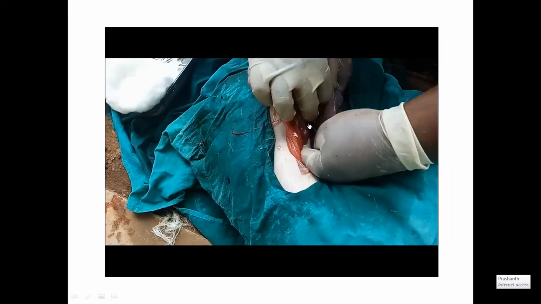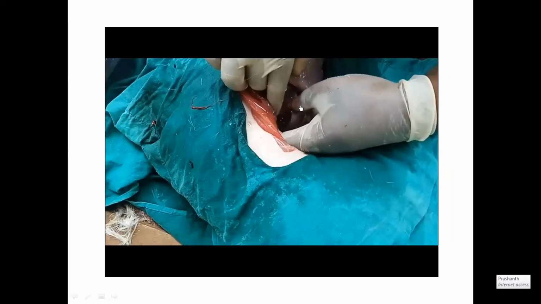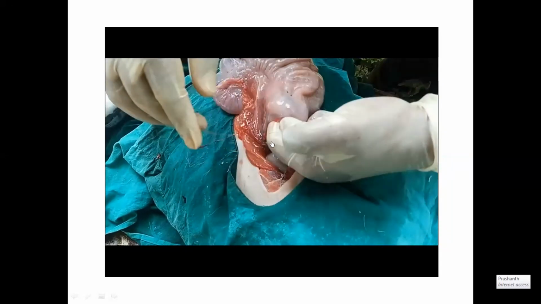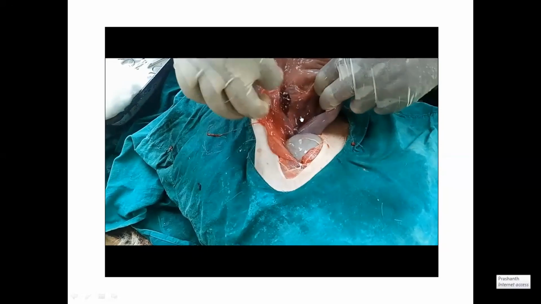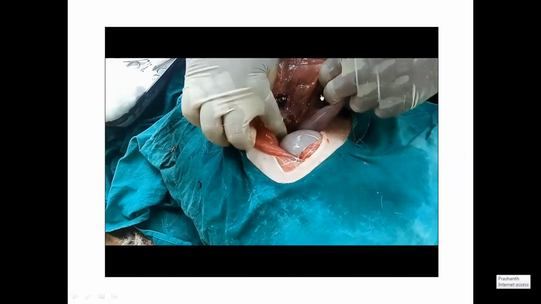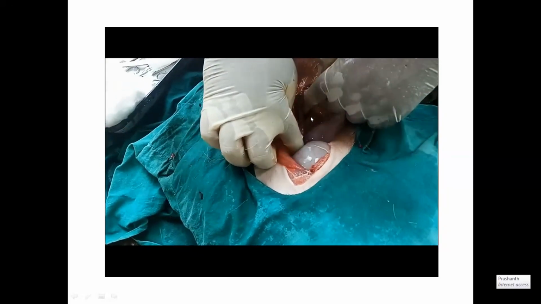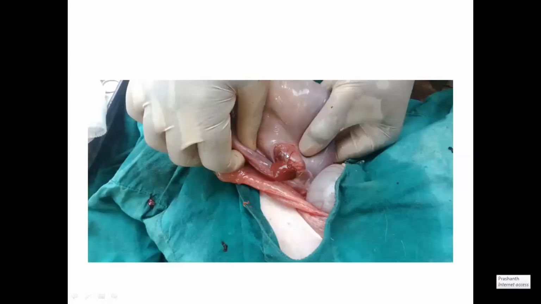Because of the excess handling by the owner, there was a uterine tear prior to attending the dystocia, which was presented to me. I removed the fetus. I just examined, and I could feel that there was a uterine tear. So I opened it immediately to save the animal. This was the point of tear.